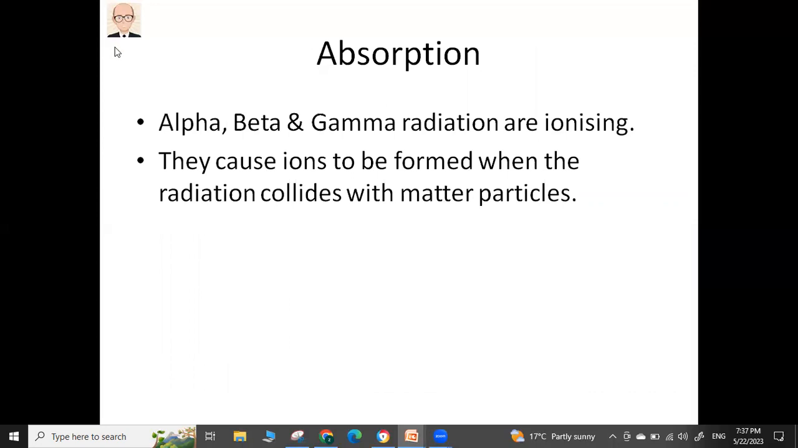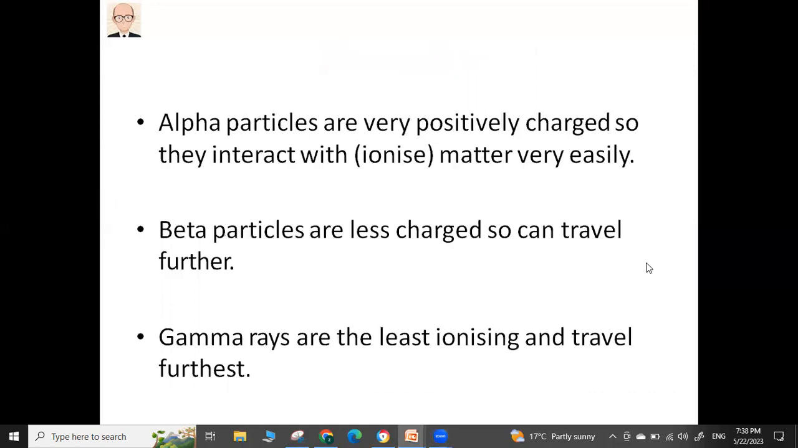Now, the next one is absorption. Alpha, beta, and gamma radiation are ionizing. That means they can remove electrons from atoms. They cause ions to be formed when the radiation collides with matter particles. Alpha particles are very positively charged, so they interact with ionized matter very easily. Beta particles are less charged, so can travel further. And finally, gamma rays are the least ionizing and travel furthest.